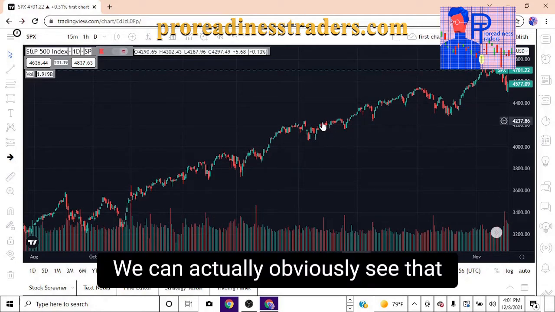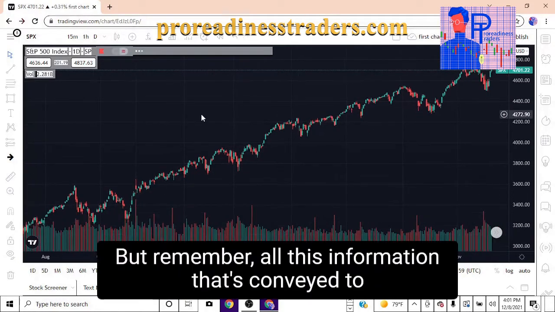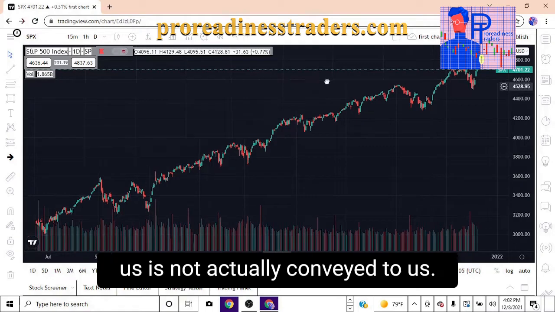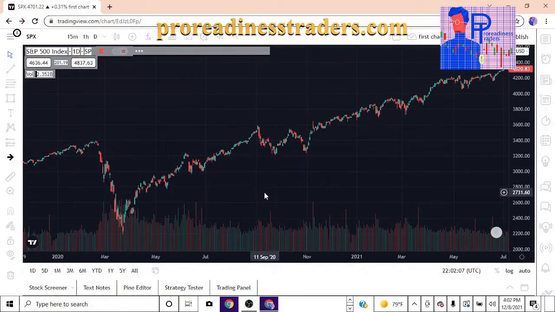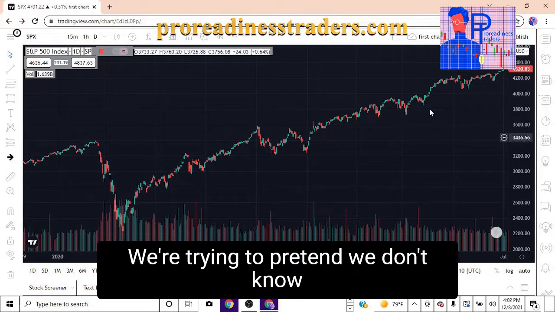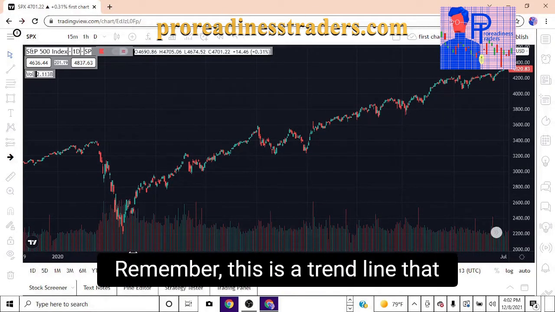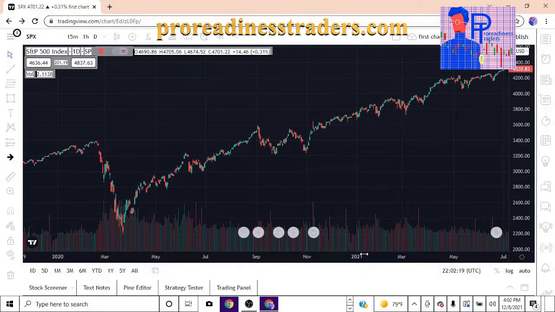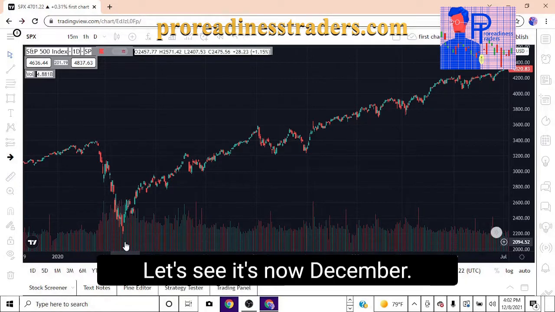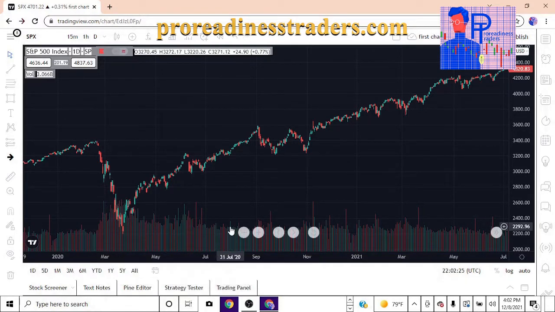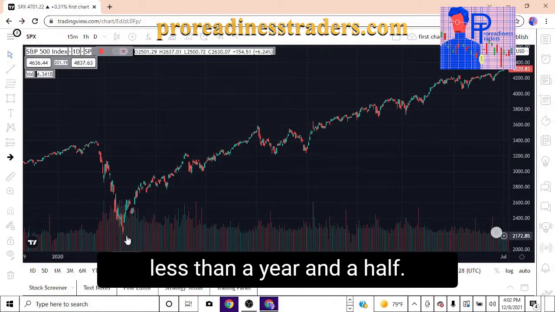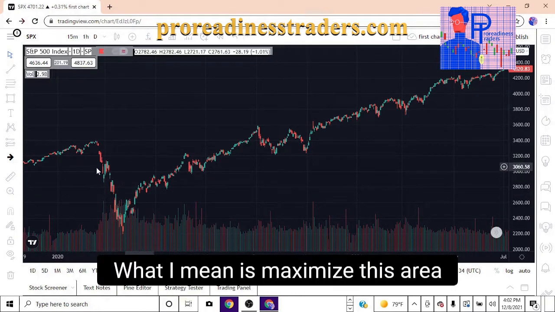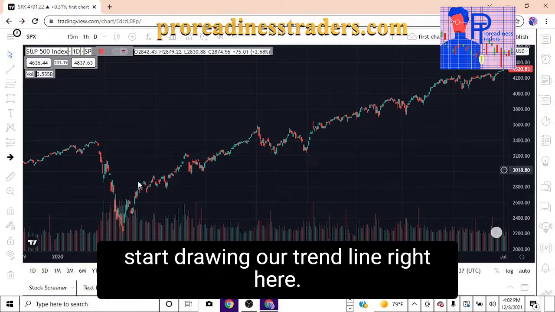We can obviously see that there's an upward trend here, but remember, all this information is not actually conveyed to us. Imagine we're trying to pretend we don't know what's going on way out here. Remember, this is a trend line that started in May of 2020. Here's 2021, so we're going back almost a year. It's now December, so we're talking about roughly a little less than a year and a half. Now, I'm going to blow this up. What I mean is maximize this area, because this is where we're going to start drawing our trend line right here.